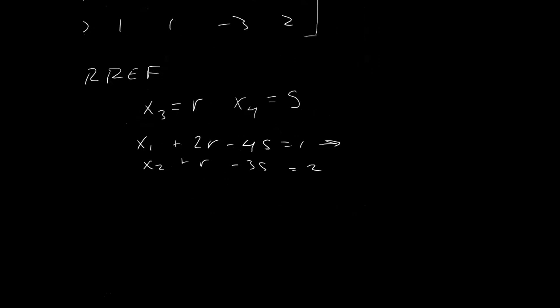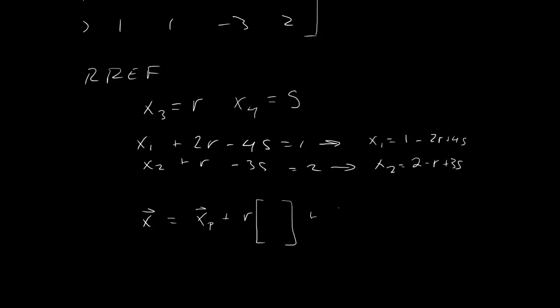And so what I would like to do, the more set notation way of writing my solution, is first solve these for x1. So x1 is equal to 1 minus 2r plus 4s, and x2 is equal to 2 minus r plus 3s. Okay, so when I'm going to write my solution, my whole x vector, I'm going to have a particular solution here, and then I'm going to add to that a vector that has the parameter r involved, and a vector that has the parameter s involved.